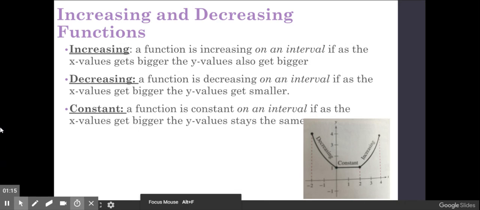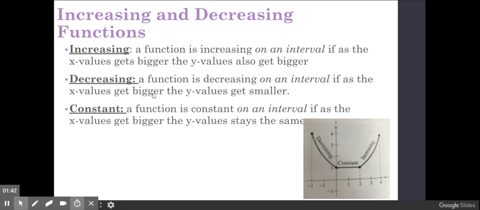So we have increasing and decreasing parts of our functions. An increasing part of a function is when it's increasing on an interval. If as the x gets bigger, the y also gets bigger. So as we're moving to the right, our function is going up. So this is the example of an increasing part of our function. As we move to the right, our function goes up.